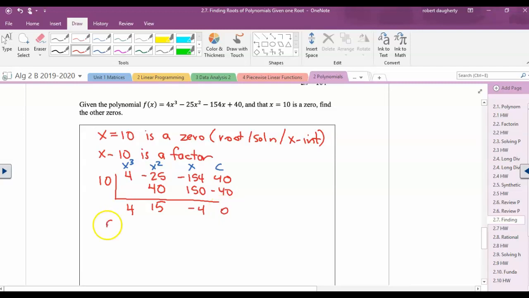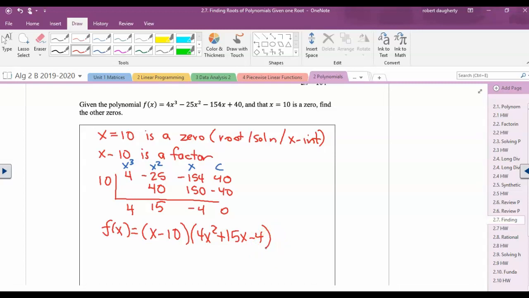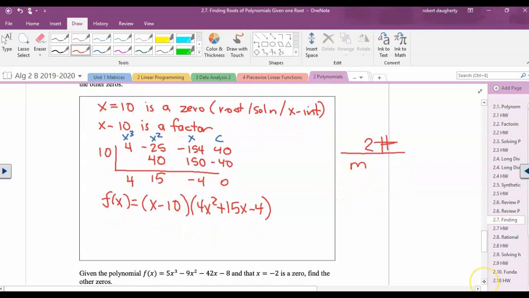So this polynomial is f of x equal what? X minus 10. And then what am I left with? 4x squared plus 15x minus 4. Okay, now where I need to focus my time and energy is factoring the quadratic. So I need to find two numbers that multiply to what? -16 and add to +15. So what numbers do that?